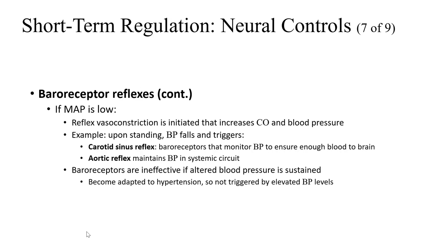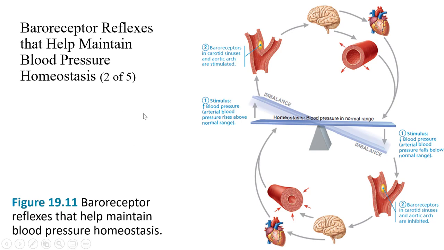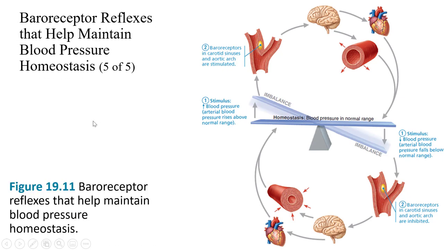So the baroreceptors really are not effective if the altered blood pressure is sustained. They become adapted to hypertension, so they are not triggered by elevated blood pressure levels anymore. So here are your baroreceptor reflexes that help maintain blood pressure homeostasis.